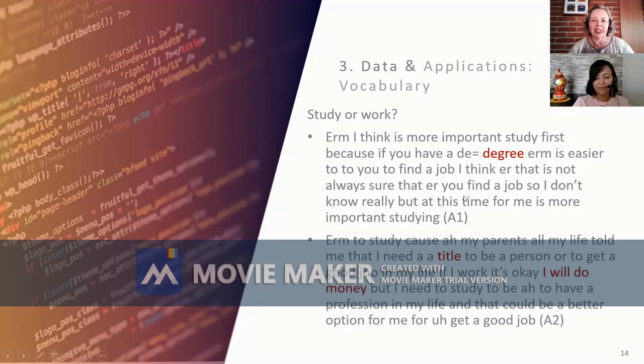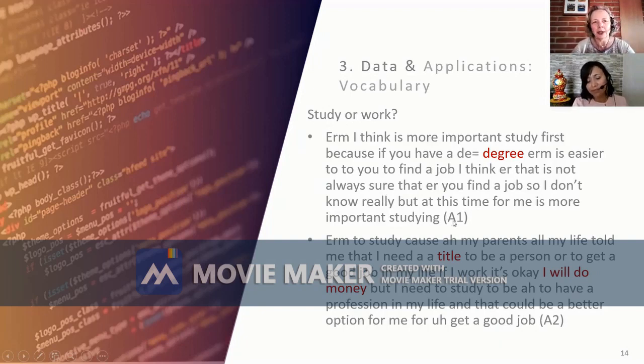And I think, for example, here we can see this very interesting use of vocabulary. So the A1 student here is saying that they think it's important to study because if you have a degree, it's easier for you to find a job. I'm not always sure that you find a job, so I don't know really at this time, but for me it's more important to study. And so they're being non-committal.